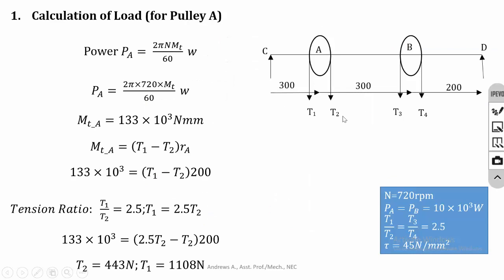Now we will go into the design procedure. We know that the first step is calculation of load as we discussed earlier. So first consider the pulley A alone. Okay, so PA, in the problem it is clearly mentioned that the pulley A receives the power and the pulley B delivers the power. So PA and P is same, that is 10 kilowatt.